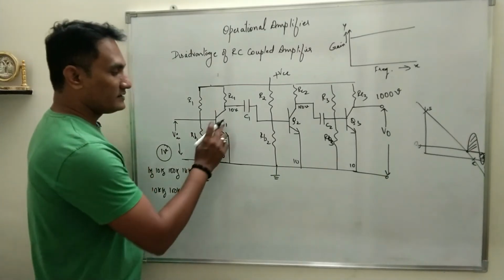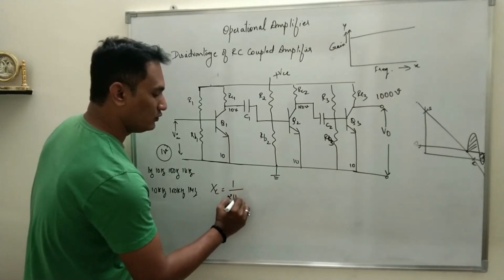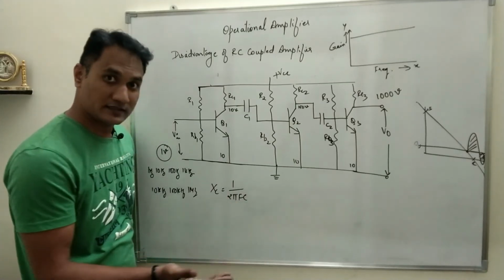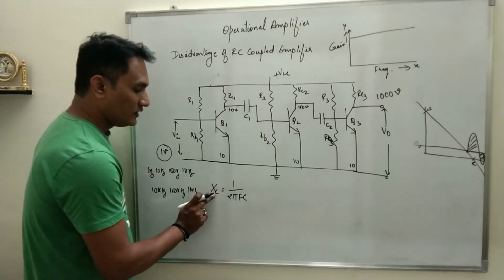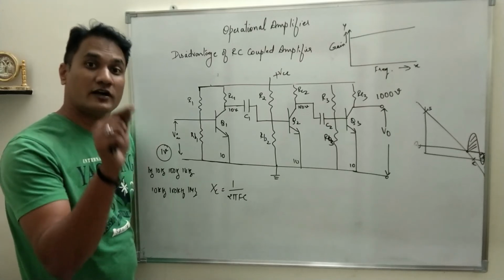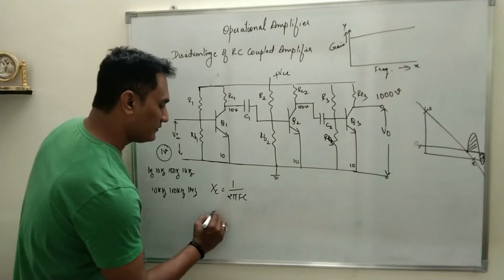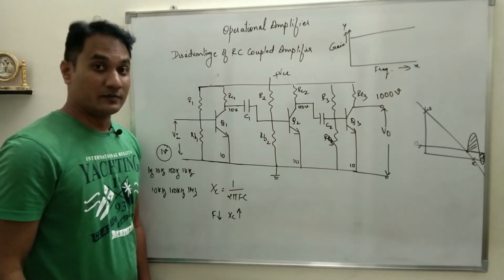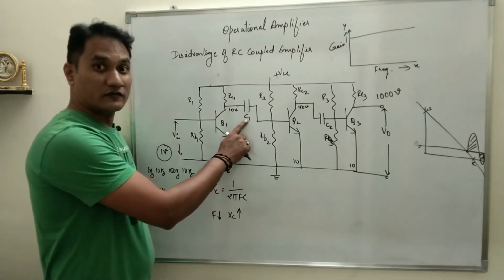Now what is the formula for capacitive reactance? Xc is equal to 1 upon 2 pi Fc, right, where 2 pi is constant, C is the capacity of the capacitor which is also constant, and F is frequency. So we know capacitive reactance. What is capacitive reactance? Resistance offered by the capacitor for the signals. So if the frequency is low, capacitive reactance will be high. That means at low frequency, the resistance offered by the capacitor will be very large.